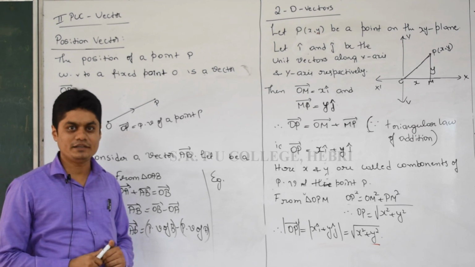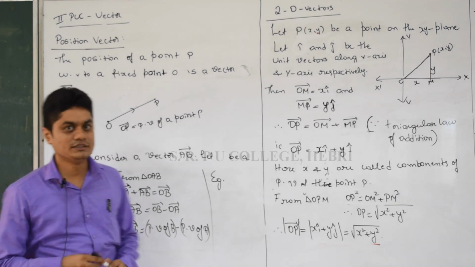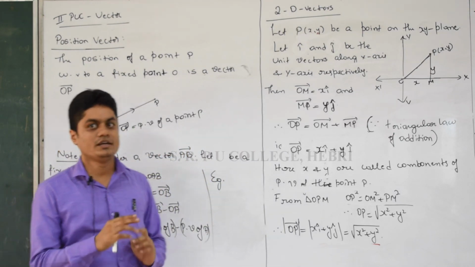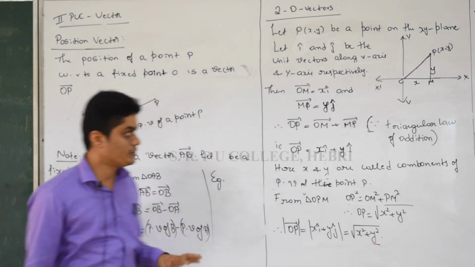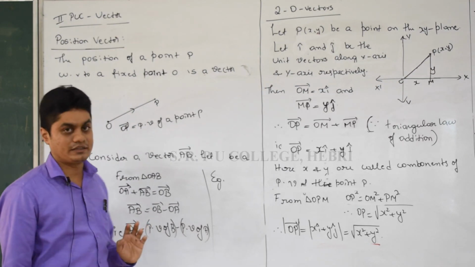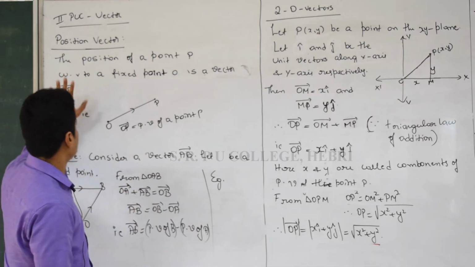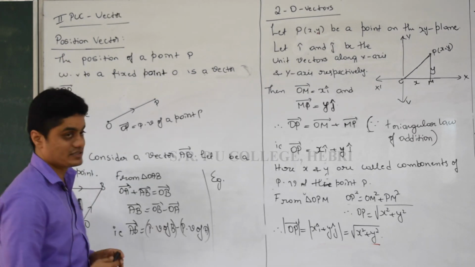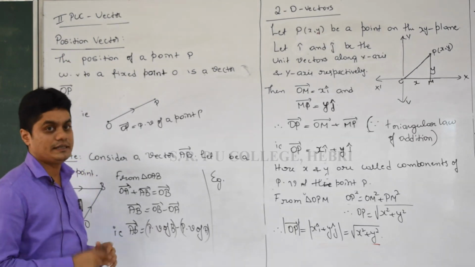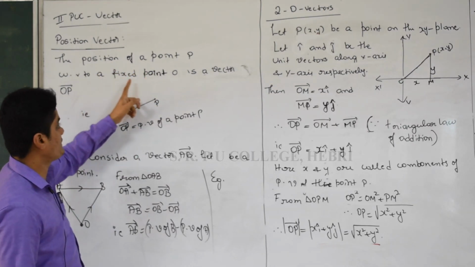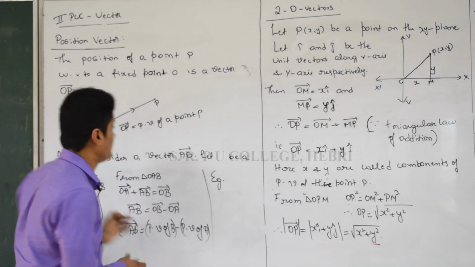I hope everyone is fine. Last class we learned the definition of a vector and the types of vectors. Today we are going to learn one very important concept called the position vector, as well as two-dimensional and three-dimensional vectors. So, one very important concept: the position vector, or position of a point. Listen, the position of a point P with respect to a fixed point O is a vector OP.